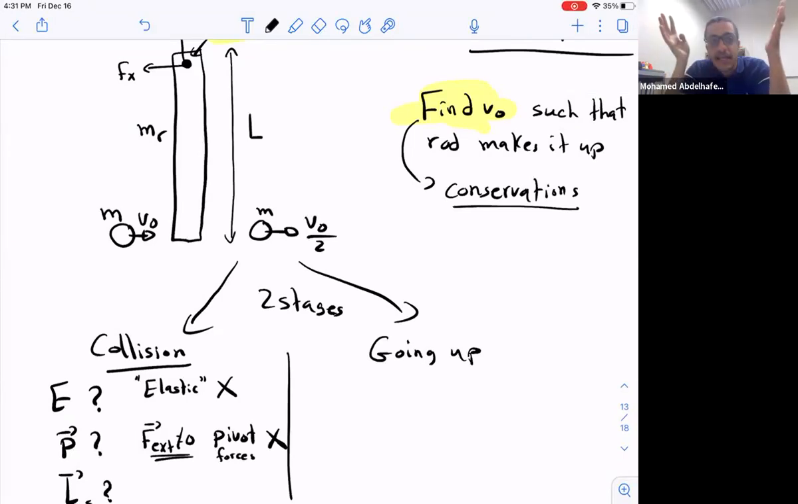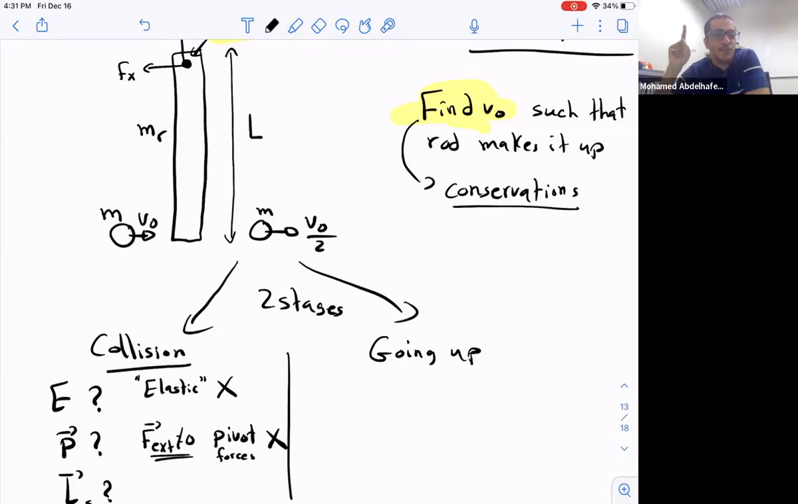Is it elastic or inelastic? If it says elastic, energy is conserved. If it doesn't say elastic, energy is not conserved. You had a problem in the P set. I don't remember which P set, but you had a problem like this where all three were conserved. Do you remember this problem? Like you wrote down the three things conserved in a collision like that?